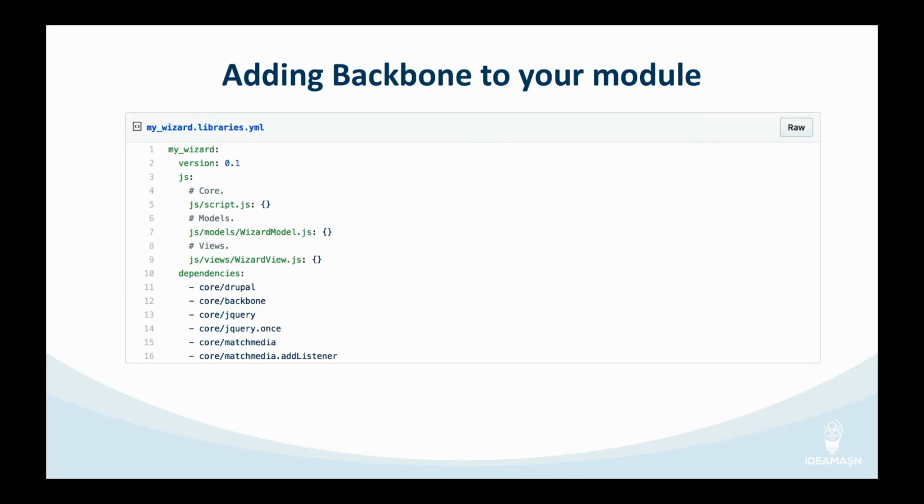Adding Backbone.js to your module: if you're familiar with Drupal module development, you know that this is pretty easy. You see your libraries YAML file here. All you have to do is include core/backbone, core/drupal, and core/jquery if you need it. You can also use underscore if you want to, but we're going to be using jQuery for this module. So all you have to do is add the dependencies, and then you're good to go. You have Backbone in your module.